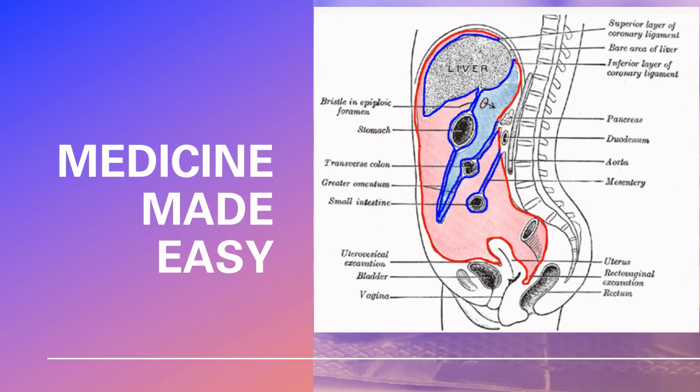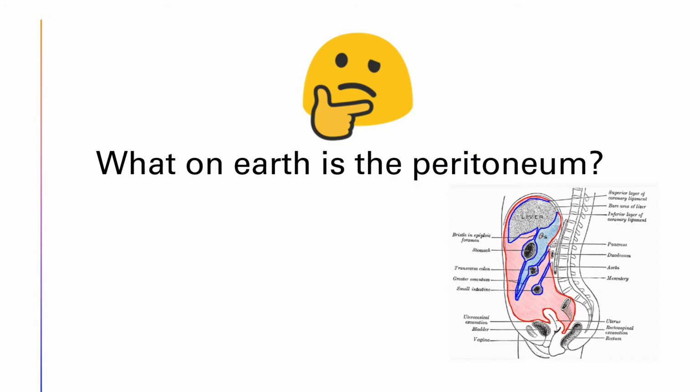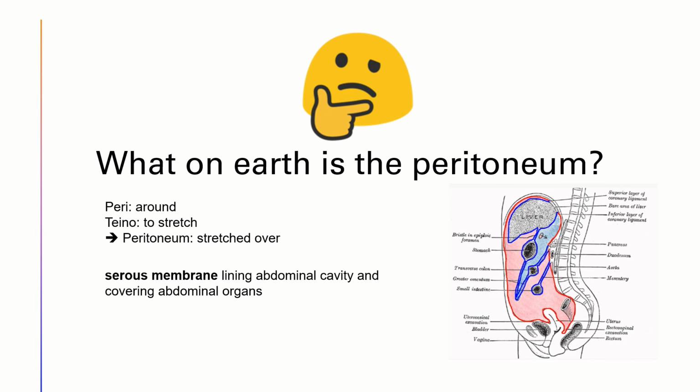Today, we're going to talk about the peritoneum. So, what on earth is the peritoneum? In Greek, peri means around, and teno, or however it's pronounced, means to stretch. So, simply put, the peritoneum is something that stretches over something. This makes sense because, by definition, the peritoneum is a serous membrane lining the abdominal cavity and covering abdominal organs.